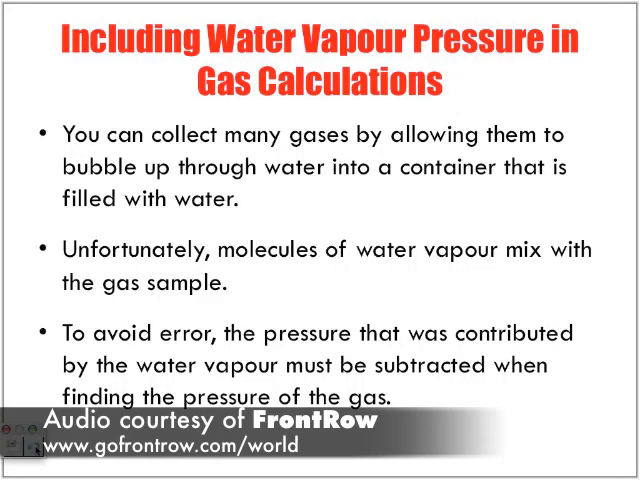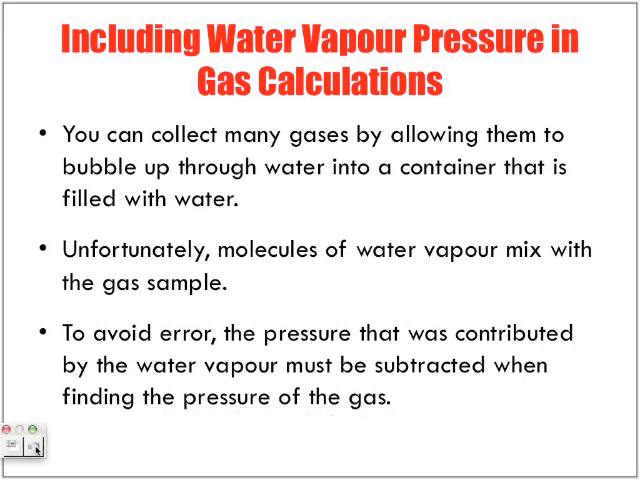Now, including water vapor pressure in gas calculations. You can collect many gases by allowing them to bubble up through water into a container that is filled with water. Unfortunately, molecules of water vapor mix with a gas sample. So if you're collecting a gas in water, that bubbling of water means you're going to include part of the pressure of the water. So to avoid error, the pressure that was contributed by the water vapor must be subtracted when finding the pressure of the gas.